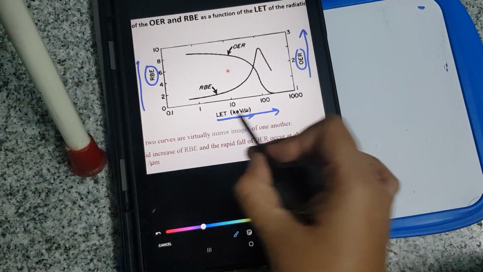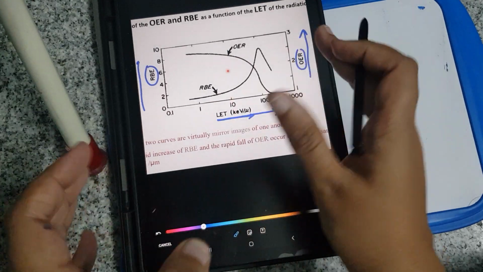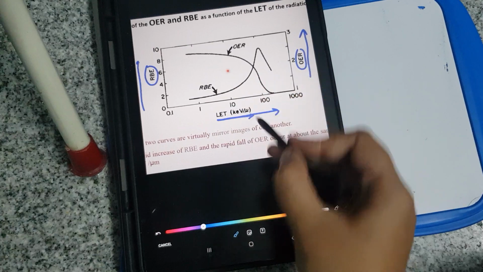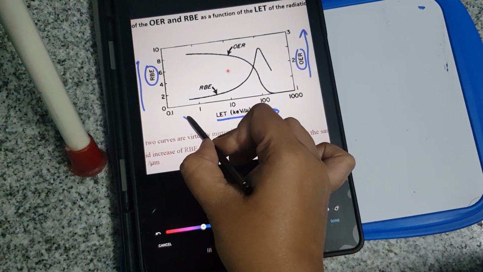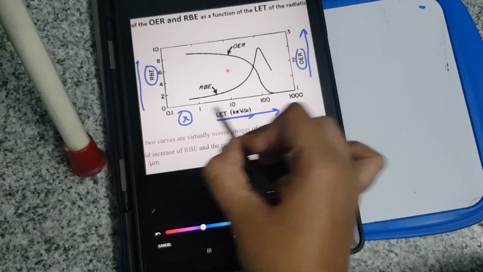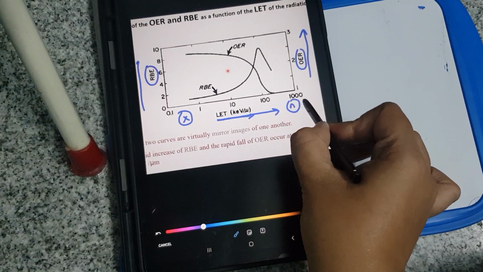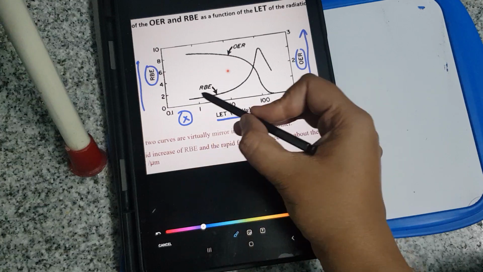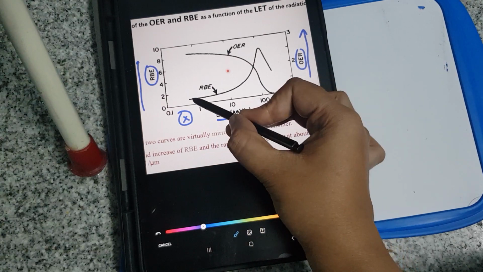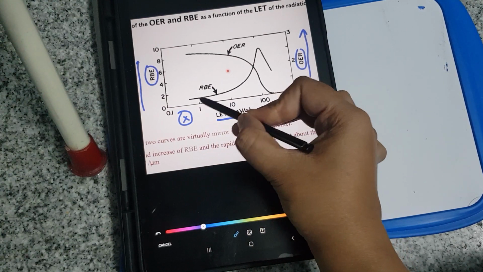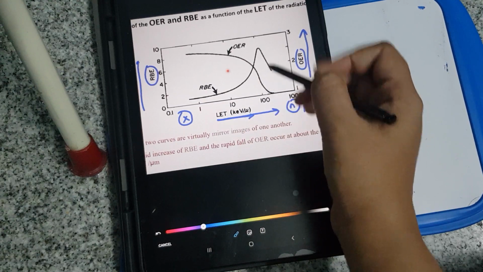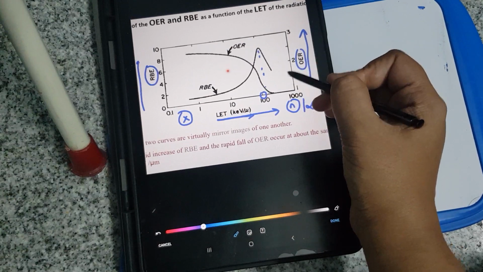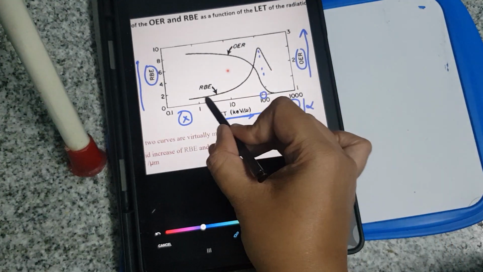Okay, now we know that this is the combination of all the graphs that we have studied until now. When I'm saying lesser LET, you have to imagine it is X-rays. When I'm saying more energy, you have to imagine it is neutrons or alpha particles. As you increase from X-rays to neutrons, the relative biological effect will keep on increasing until it reaches a maximum at 100, and after that it decreases. That is the curve for RBE.